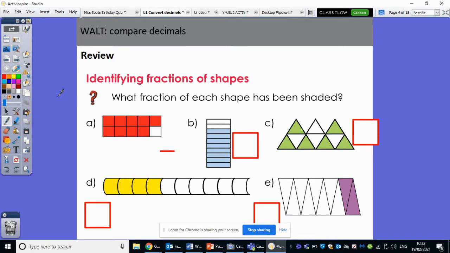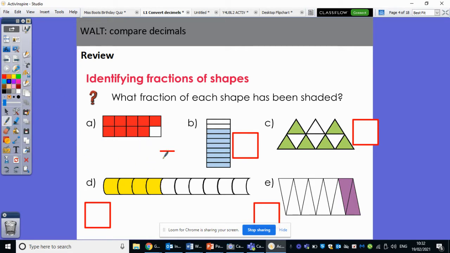So for our review, before half term, just before your time unit, you were looking at fractions. What I would like you to do, please, is look at these shapes, and can you tell me what fraction of each shape has been shaded? I'll do the first one with you.